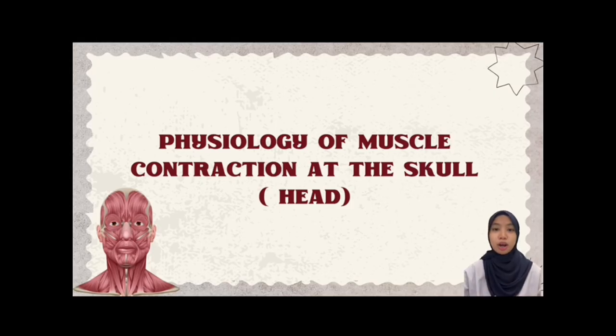In this video, I will be explaining about the physiology of muscle contraction for the skull, which is the head. Generally, the head is attached to the top of the vertebral column, and is balanced, moved and rotated by the neck muscles. When these muscles act unilaterally, the head rotates. When they contract bilaterally, the head will flex or extend.